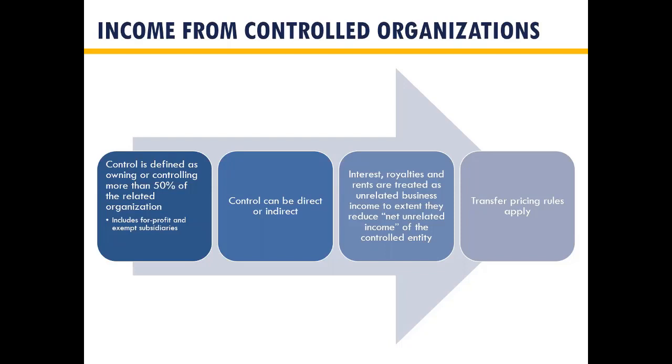But I think this provides that little exception to the rule where generally the interest, royalties, and rents are excluded, but all of a sudden we need to have our entities watching with any for-profit or even exempt subsidiaries that in an issue of control, we could have some of those typically excluded items actually be subject to UBI reporting and a 990T filing for the year.